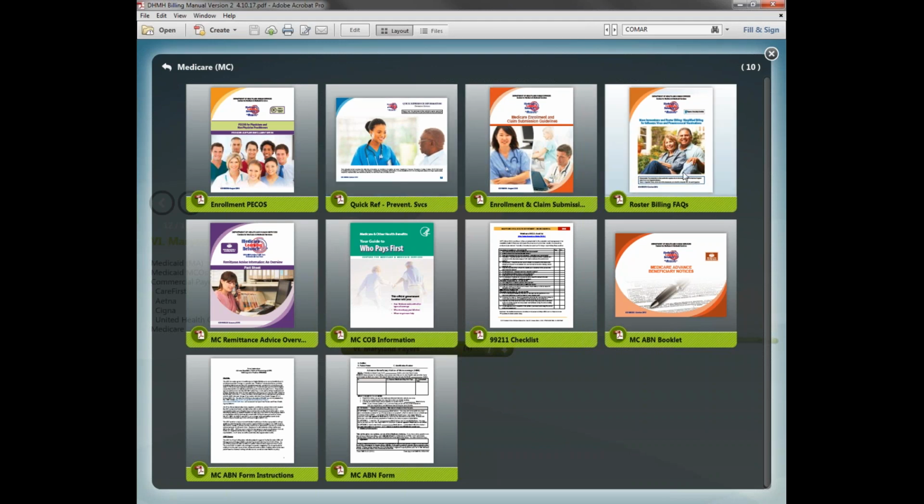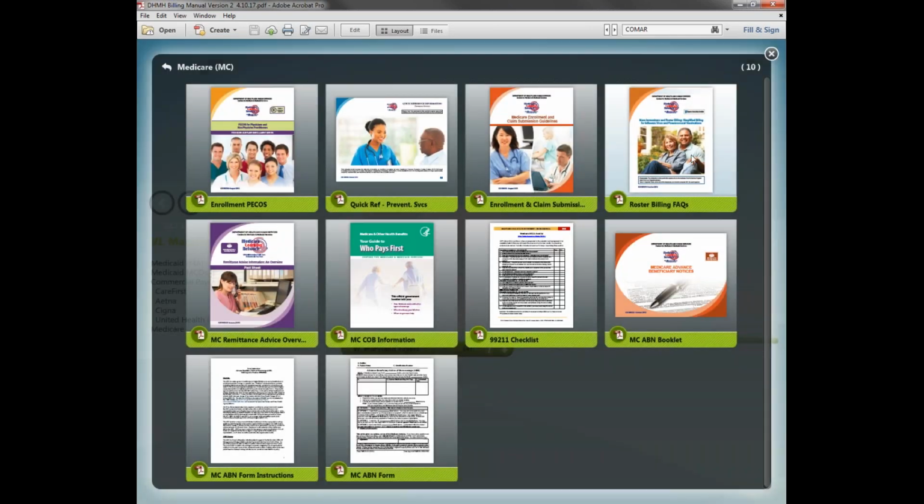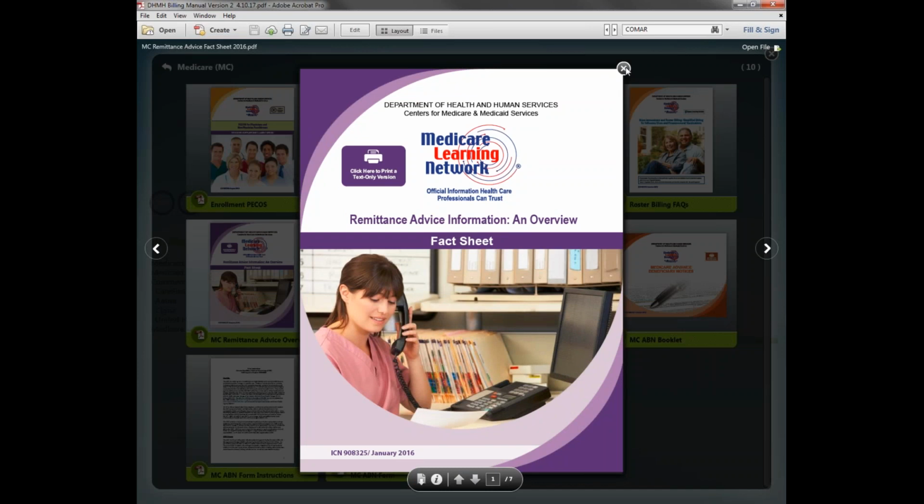The biggest thing with Medicare, of course, is your roster billing. We were asked to make sure we put information about roster billing in the manual, and so we have a whole brochure from Medicare that explains how to roster bill. You do not have to be in network, but you have to have an agreement with Medicare in order to be able to submit and get paid for your immunizations on the immunizations they allow. It's very limited. This is about Medicare remittance advice, what it looks like.